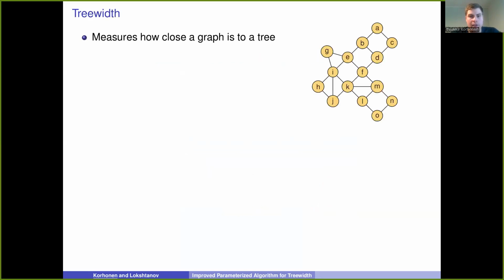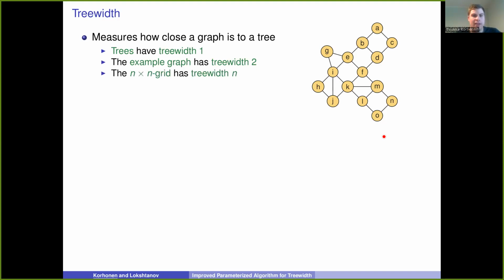Treewidth is a graph parameter that measures how close a graph is to a tree. For example, trees have treewidth 1. This example graph here has treewidth 2, so it's quite close to a tree. The n times n grid has treewidth n. And the complete graph on n vertices has treewidth n-1.